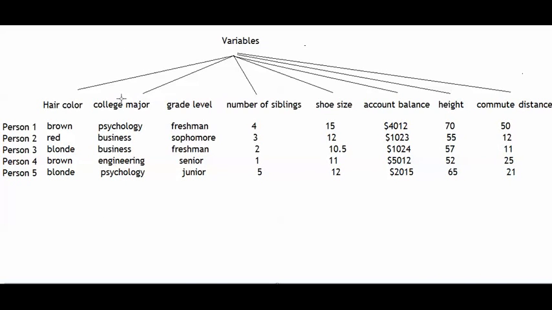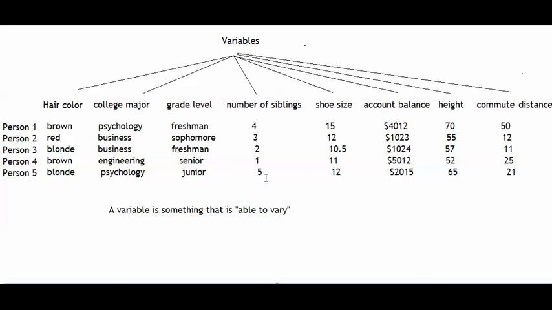A variable is something that is able to vary. Something that isn't able to vary isn't a variable. That's why number of birthdays per year wouldn't be a variable.